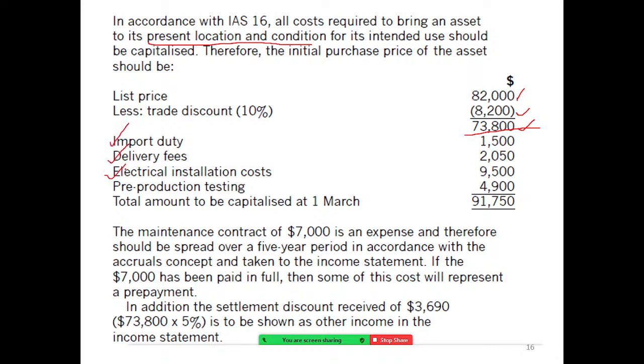electrical installation cost and pre-production testing cost. So we add all these costs to this, and the total is 91,750. So this will be treated as the cost of the machine. The cost of the property, plant and equipment is 91,750. The maintenance contract of rupees 7,000 is an expense and therefore should be spread over 5 years. So the 7,000 should be charged spread over 5 years.